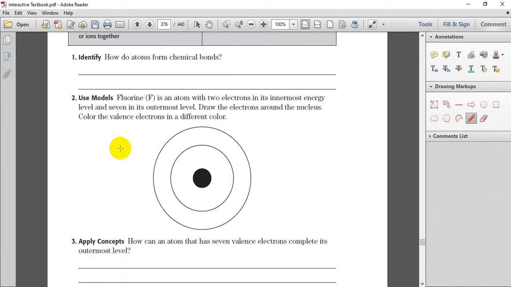Okay, here in the first question, how do atoms form chemical bonds? If you remember, by what? By losing, gaining, or sharing electrons. So we will write this down here.